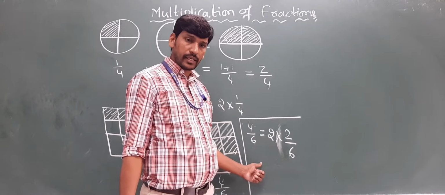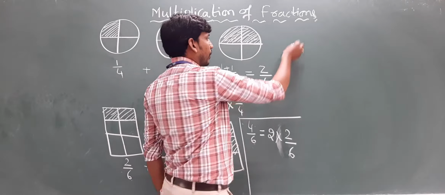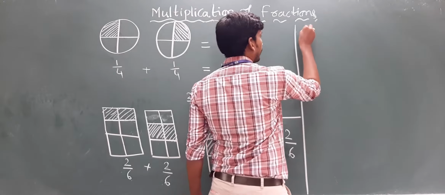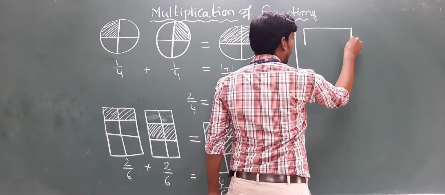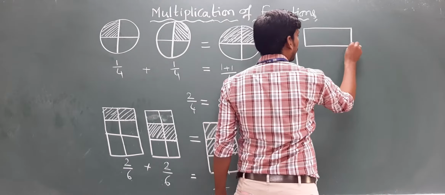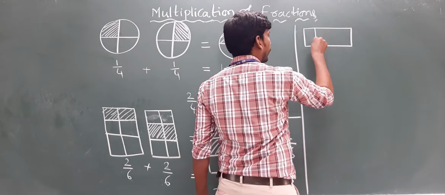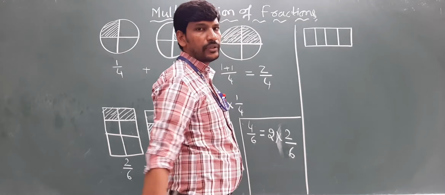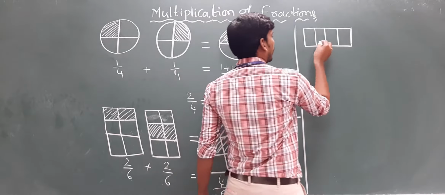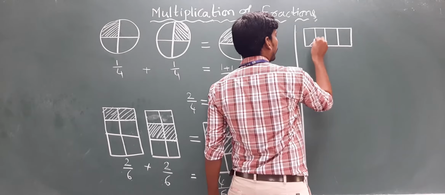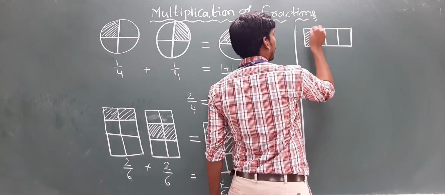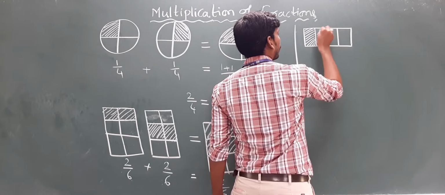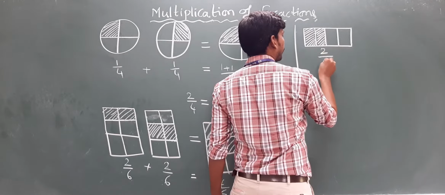Okay. Now, let us discuss one more. Suppose there is a chocolate. It is in the form of a rectangle shape. I divided it into 4 parts. I am going to take 2 parts. That is, this is 2 by 4.